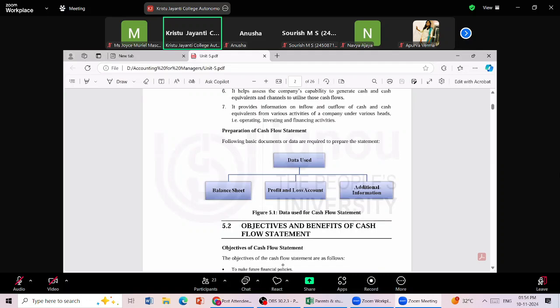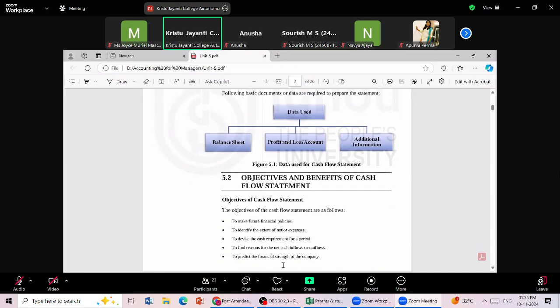So the data used for the cash flow statement is, first of course, you need the profit and loss account, where you use the profit and loss account for studying your operating activity. You need the balance sheet where you have liabilities and assets, which will be used for studying your financing activity and then investing activity.